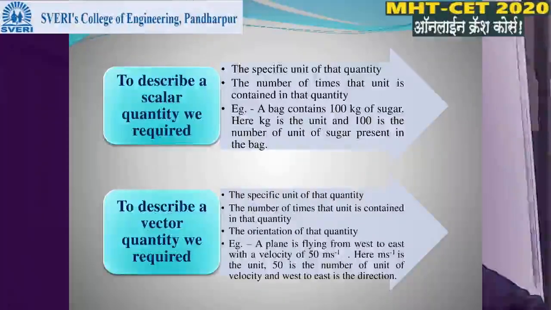When we describe a vector quantity, we require the specific unit of that quantity, the number of times that unit is contained in that quantity, and the orientation of that quantity.